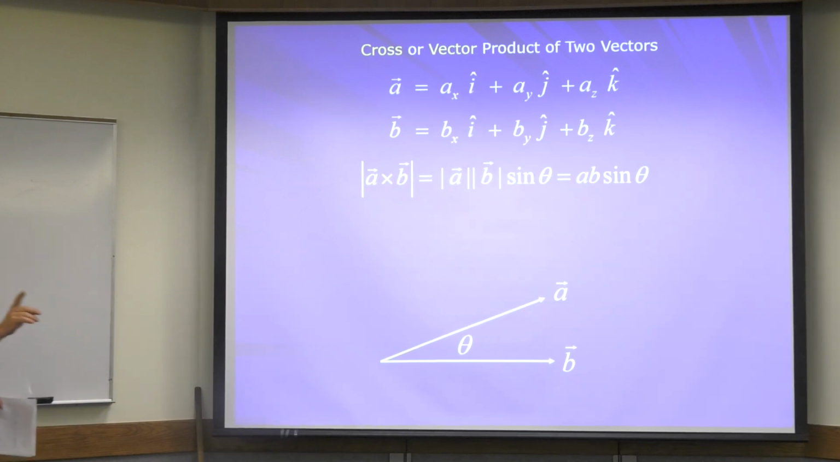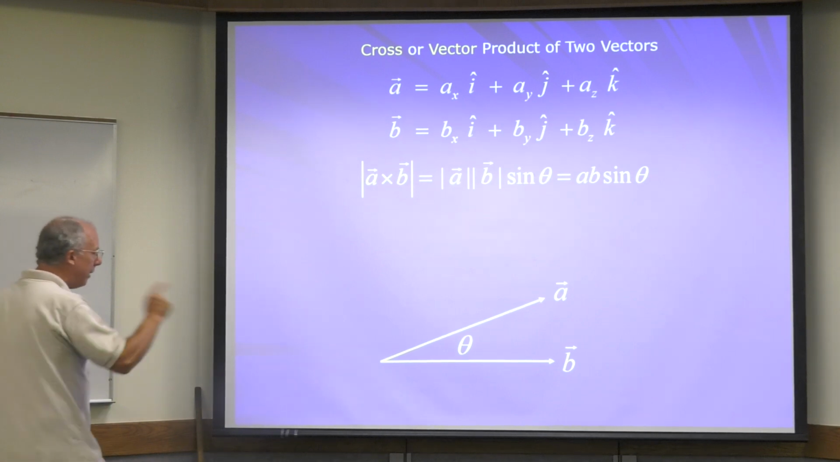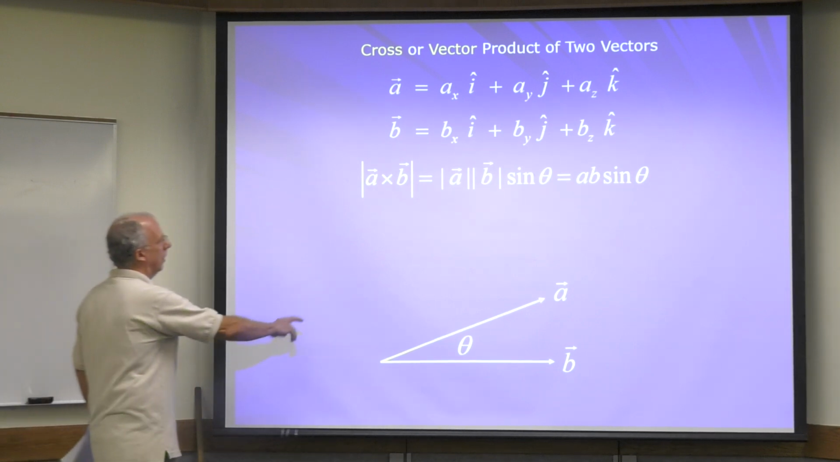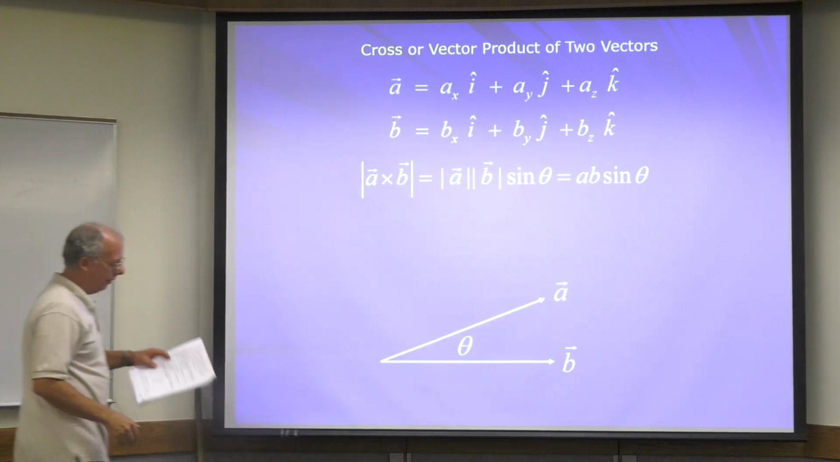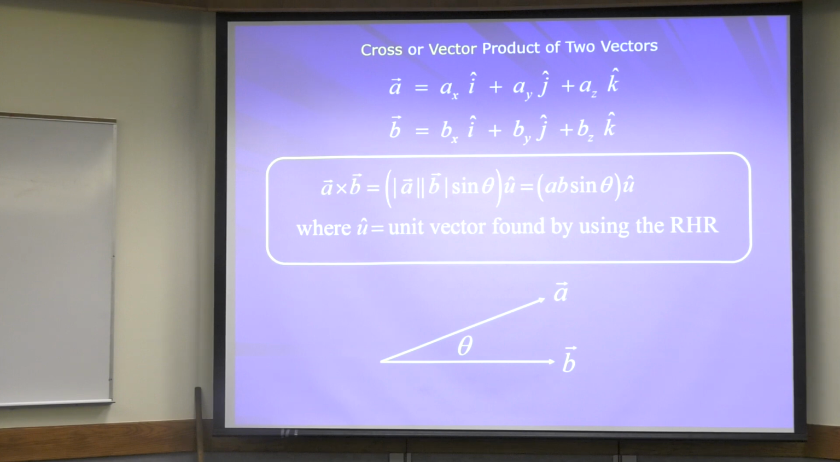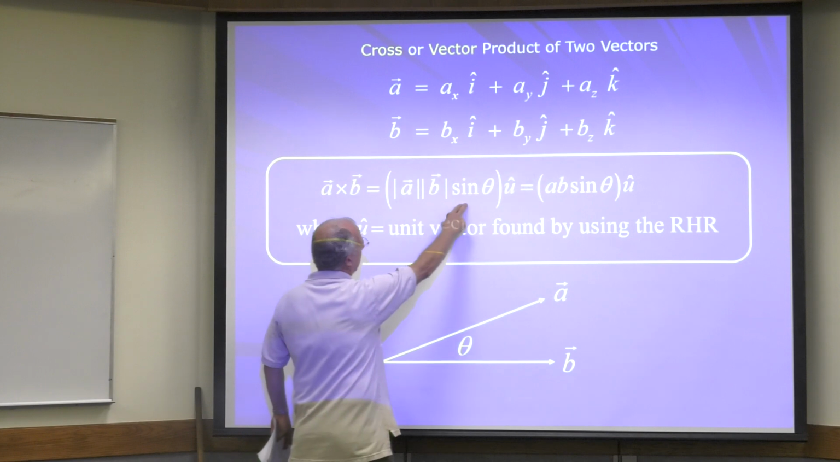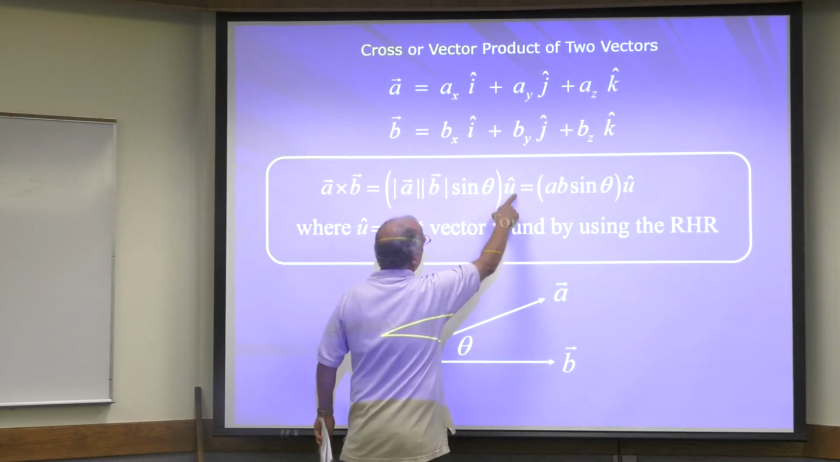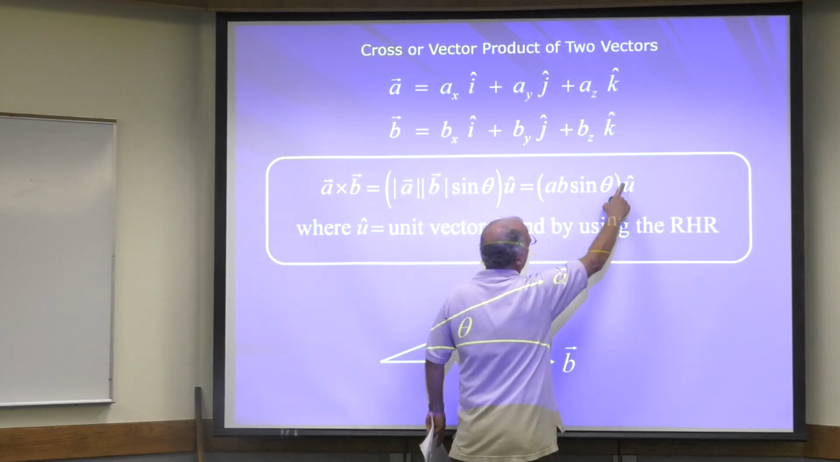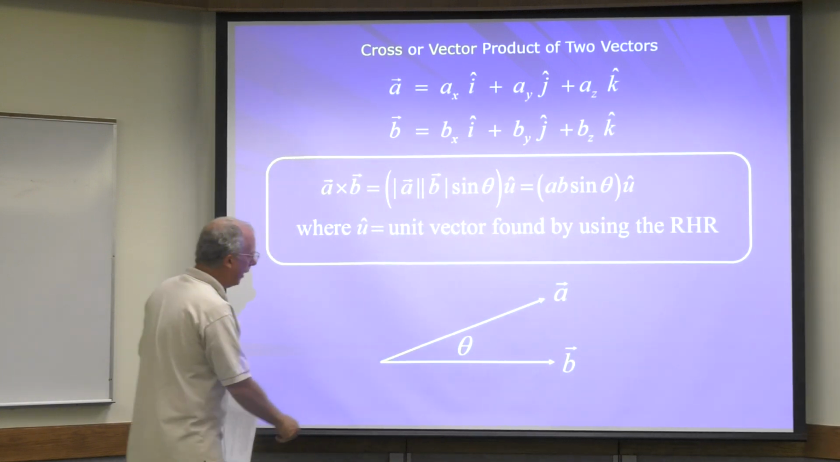Now, what was the dot product? It was AB cos theta. Don't get them confused: AB sine theta. Okay, now that's the magnitude, but we want the direction. The direction is given by what's called the right-hand rule. So A cross B is AB sine theta times this unit vector u, where u is a unit vector found by using the right-hand rule.